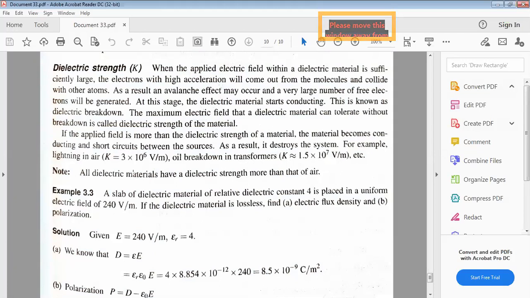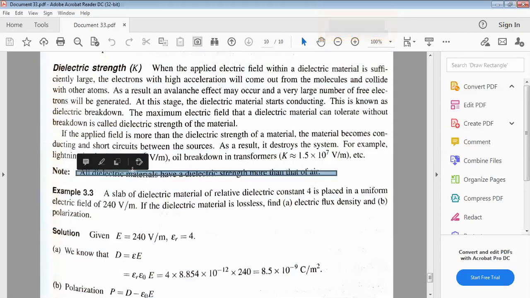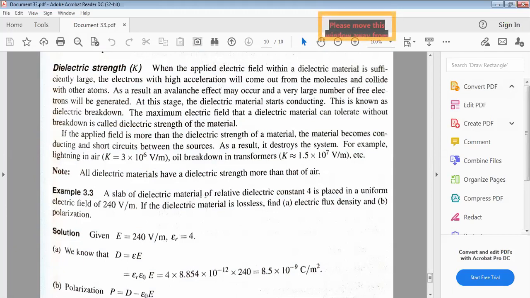These are some examples. All dielectric materials have a dielectric strength more than that of air. Remember this point: all dielectric materials have dielectric strength more than that of air.